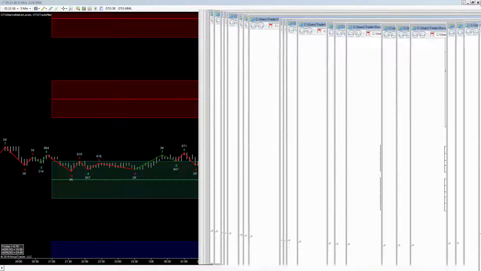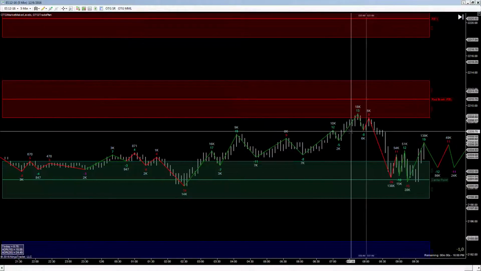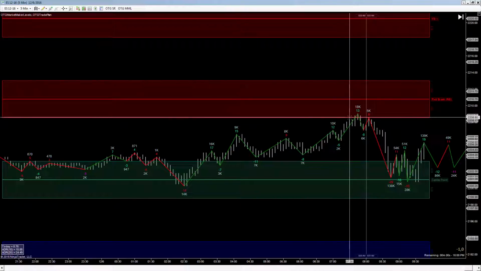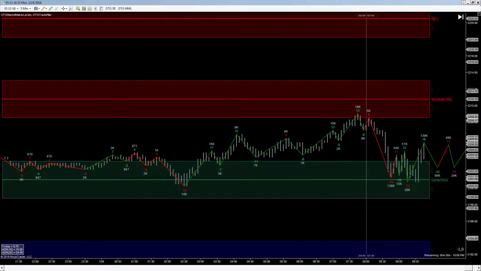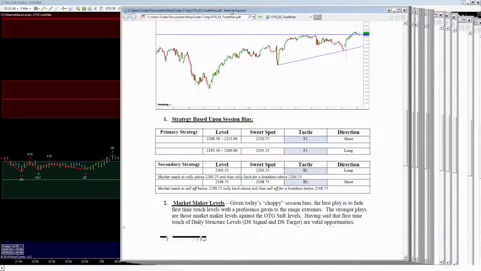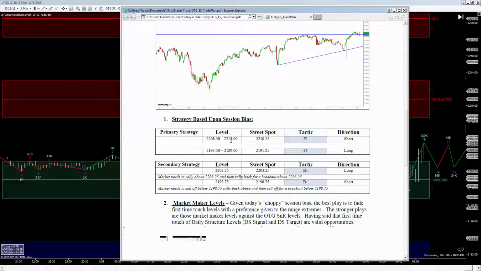Now, one of the other areas on your trade plan that we identified was this move here at 2208 half. We said that the market could move into 2208 half up to 2213. There was a sweet spot at 2210.75 where you would look for a short. We have a tactic here, an F1 fade tactic, as identified on your primary strategy here.